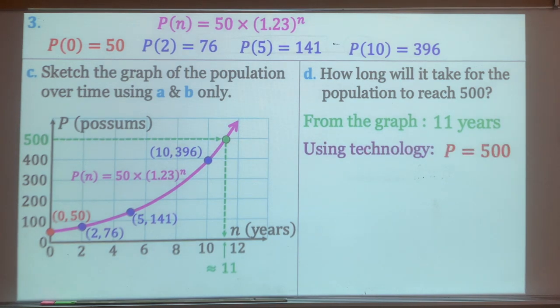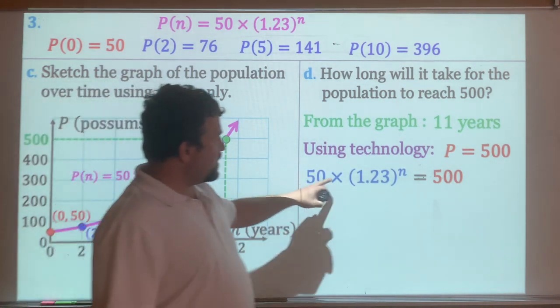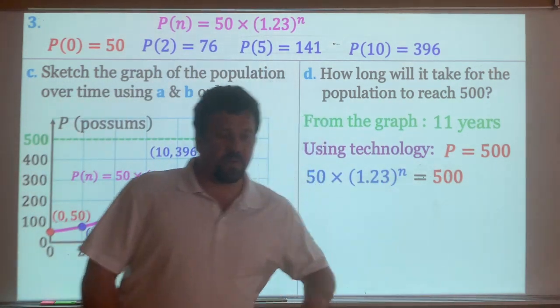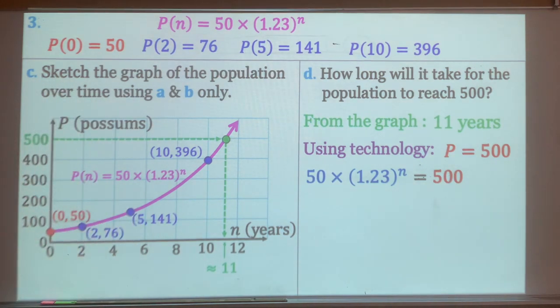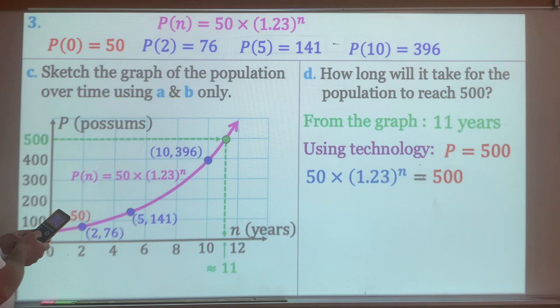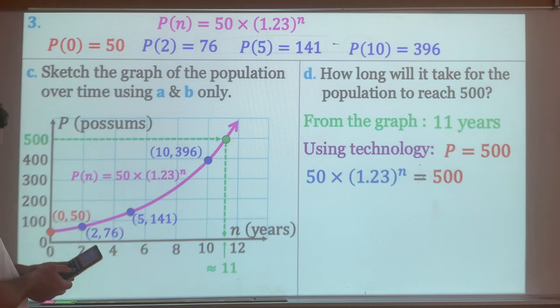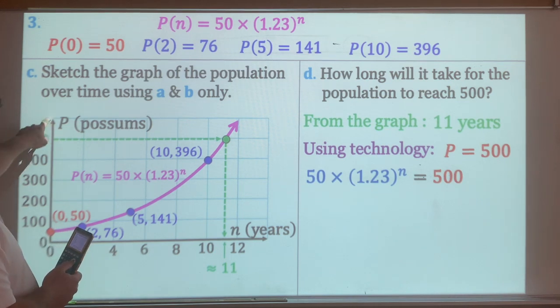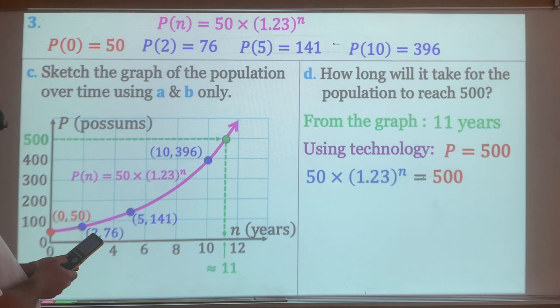Now, using technology, I know that P equals 500, right? So since P equals 500, I know then that my equation, which is 50 times 1.23 to the n, has to equal 500. So what do I have to do? I have to create a graph. Now, in your calculator, first thing, you can do your window first if you want. I'm going to do my window. I know that x, looking at my graph, is from 0 to 14. So I'm going to go 0 to 14 for my x. I'm going to keep the same exact scale here. Scale here is 2, so I'm going to make my scale 2. Y is from 0 to 600. And the scale is about 100.